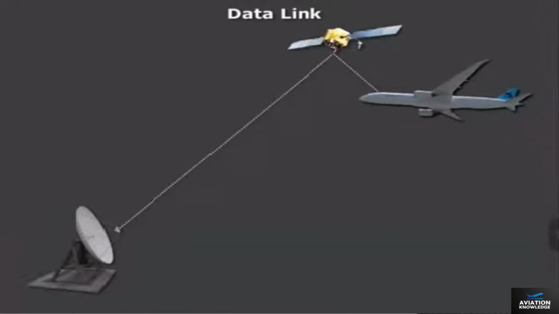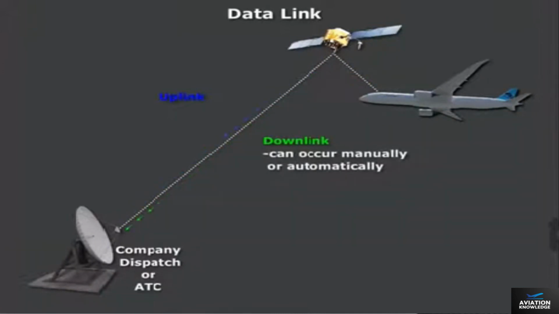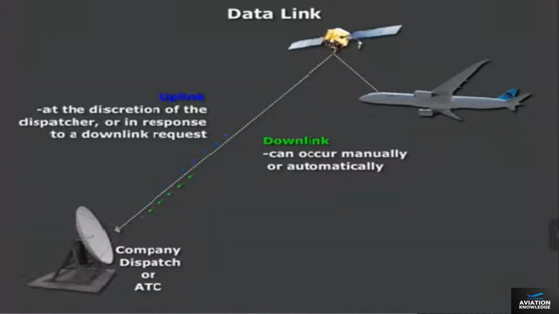The communication system allows two-way data link communications between the FMCs and airline ground stations. Ground stations can indicate either company dispatch or air traffic control. A downlink is the term for when data is transferred from the airplane to the ground station. Uplink is the opposite, information sent from the ground to the aircraft. Downlinks can occur manually or automatically. Uplinks are at the discretion of the airline operations dispatcher or in response to a downlink request.